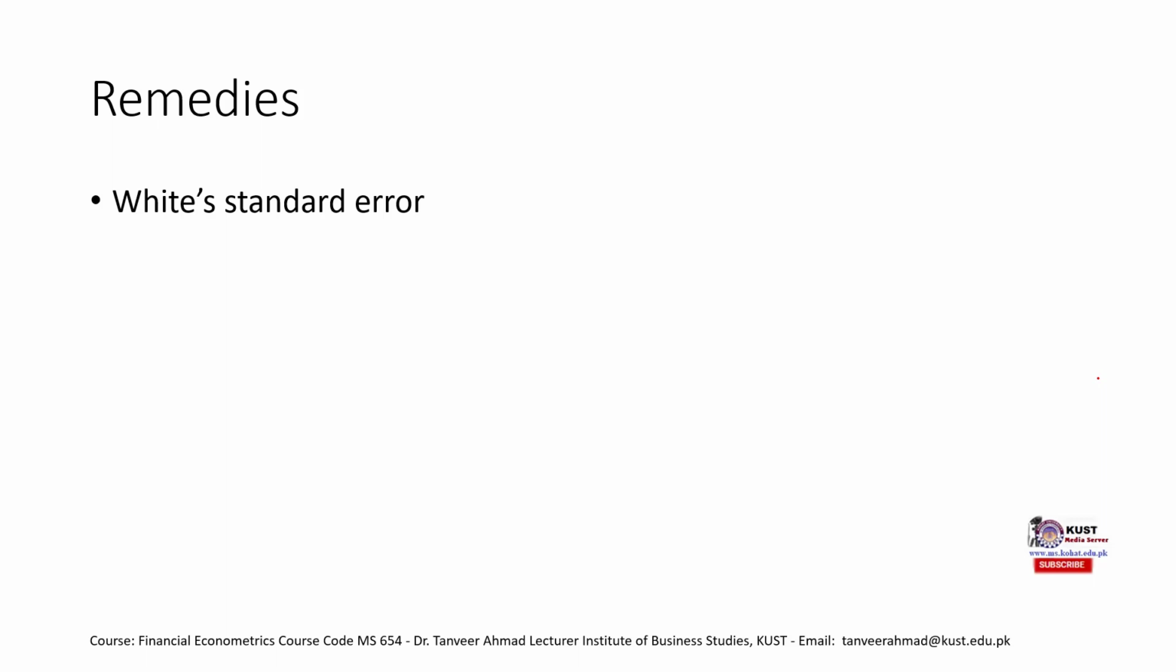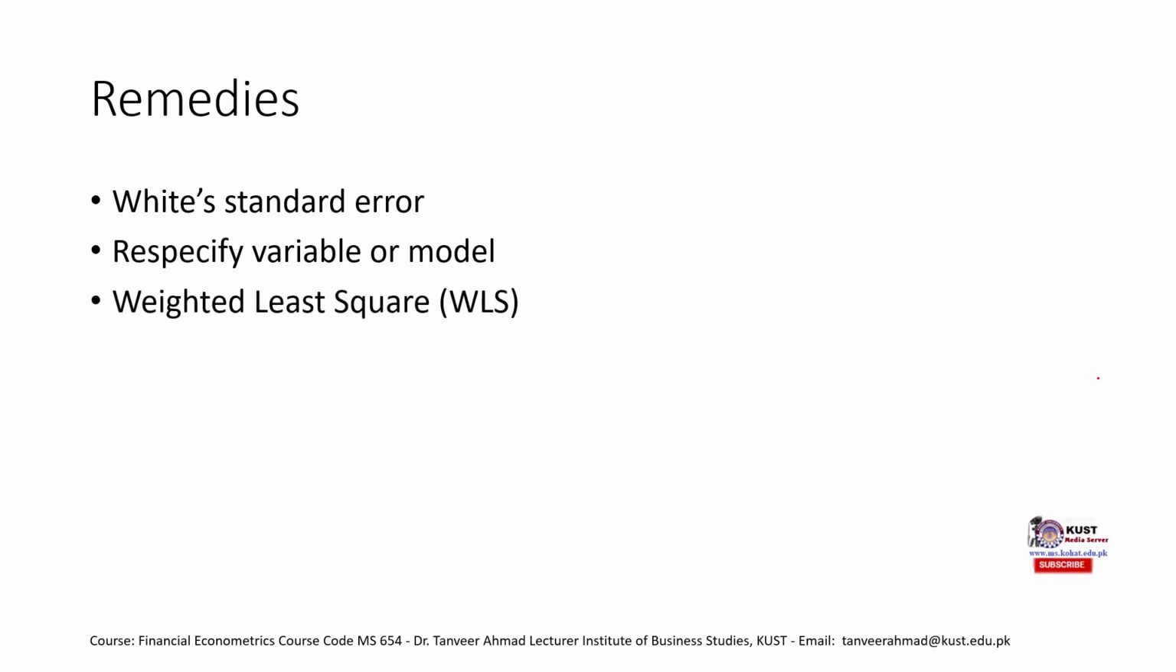If there is omitted variable bias, we need to correct the omitted variable bias. If there is a misspecified functional form, then we need to correct the functional form. If there is an outlier, we need to treat the outlier. So the idea is that all these remedies should be performed after correcting these issues, after correcting the issue of outliers and misspecified functional form, right? So the remedies we have are White standard errors or Newey-West standard errors, then respecifying the variable or model, and then weighted least squares.